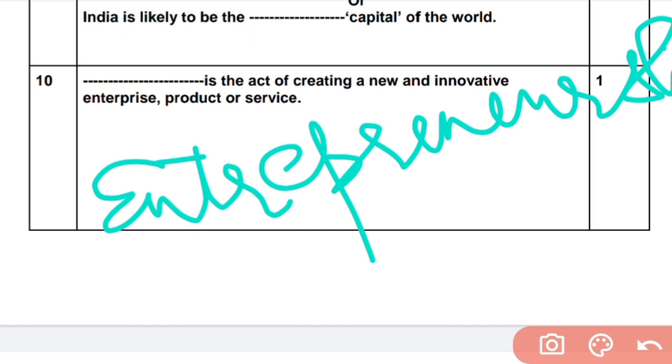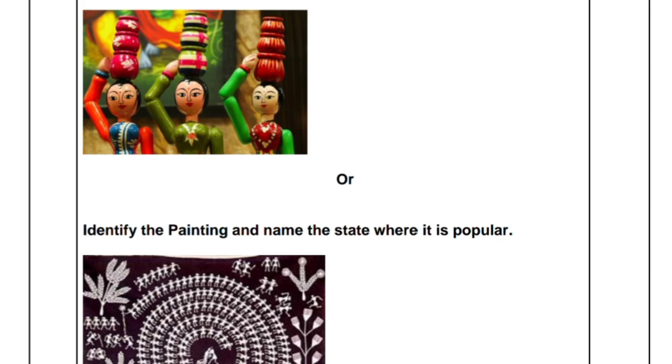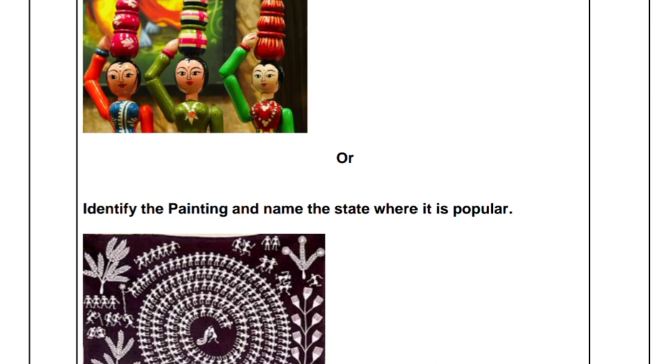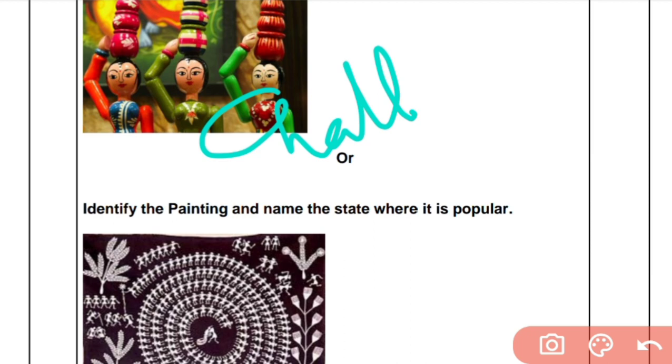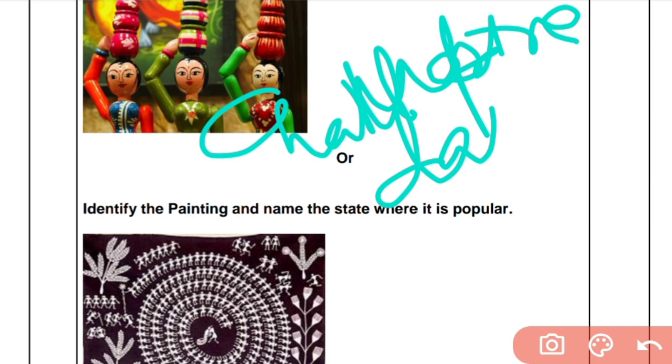So, now we come to the 11th question. This is a photo-based question. Here you have been given two arts. The first is, what is it? Can you identify it? Write it down in the comment box if you know it. The answer is Channapatna Dolls of Karnataka. Which state is the art from? Karnataka.